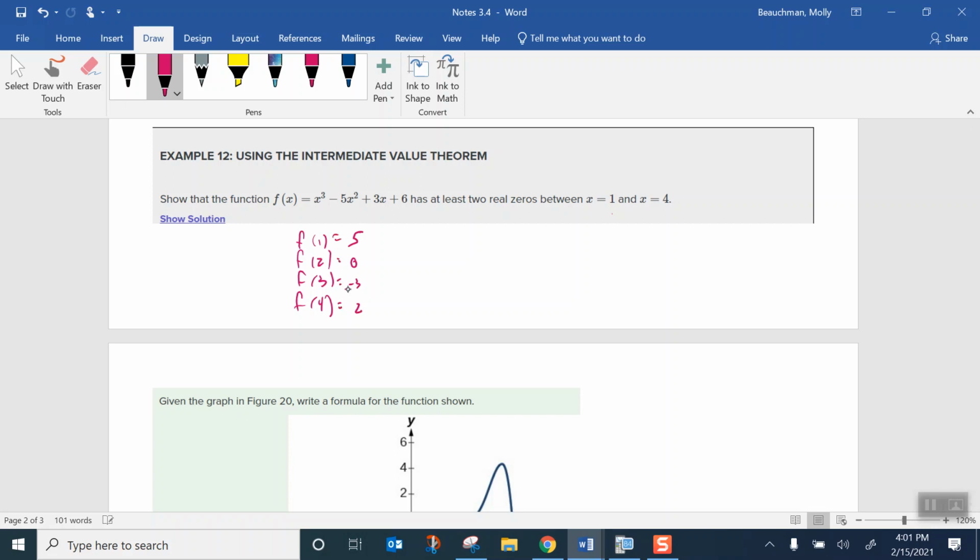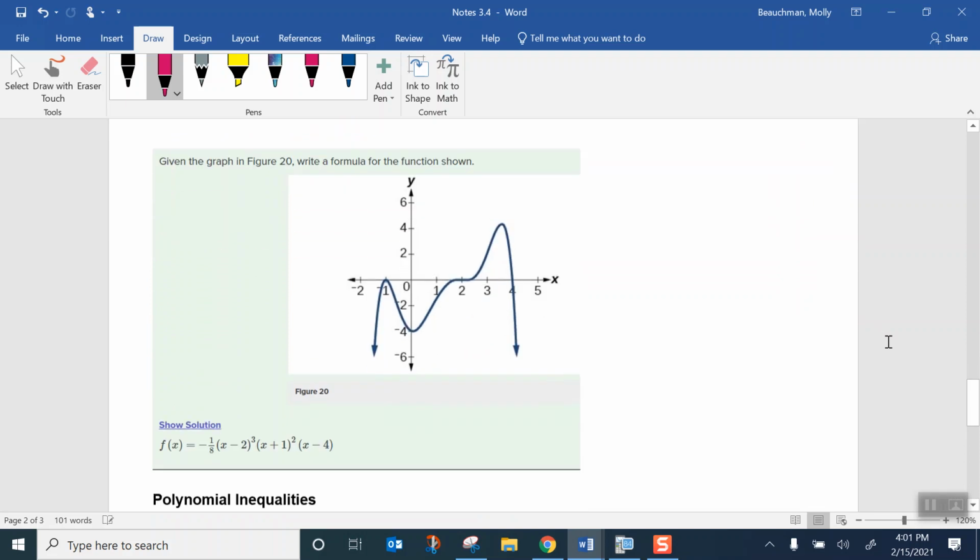So there has to be at least 2 zeros because going from 2 to 3 it goes from positive to negative, and 3 to 4 goes from negative to positive. So you're taking a look and seeing whether your signs switch. That tells you that your graph has to cross the x-axis at some point to get to those y values.